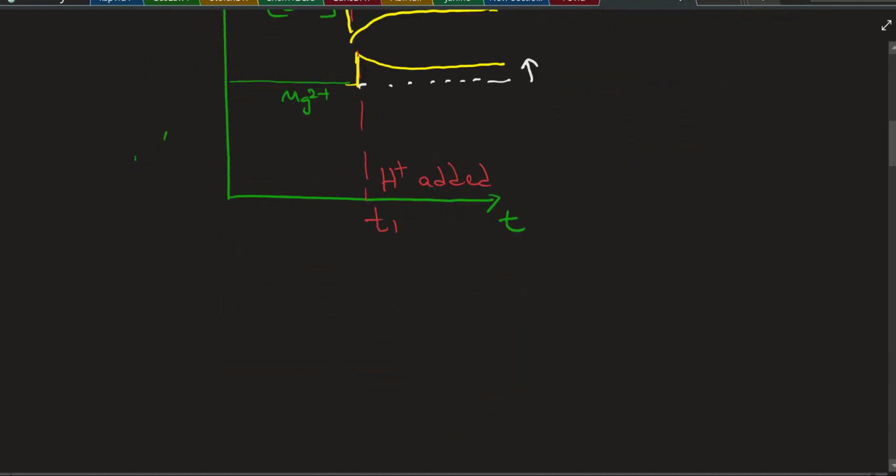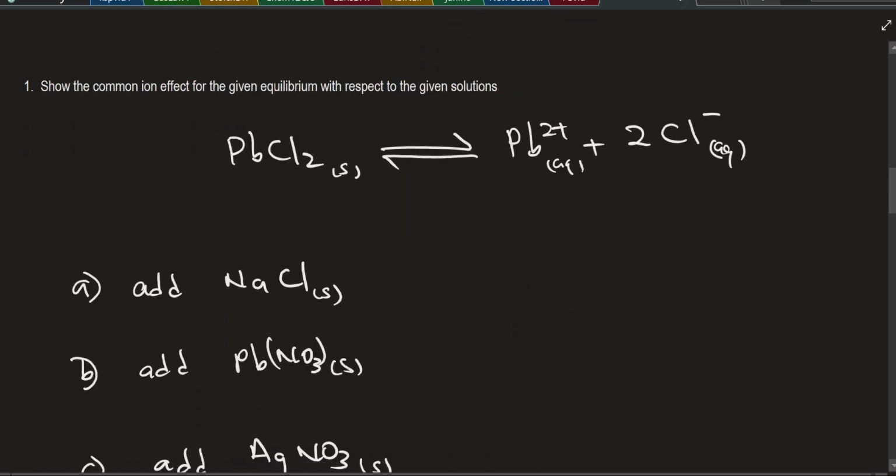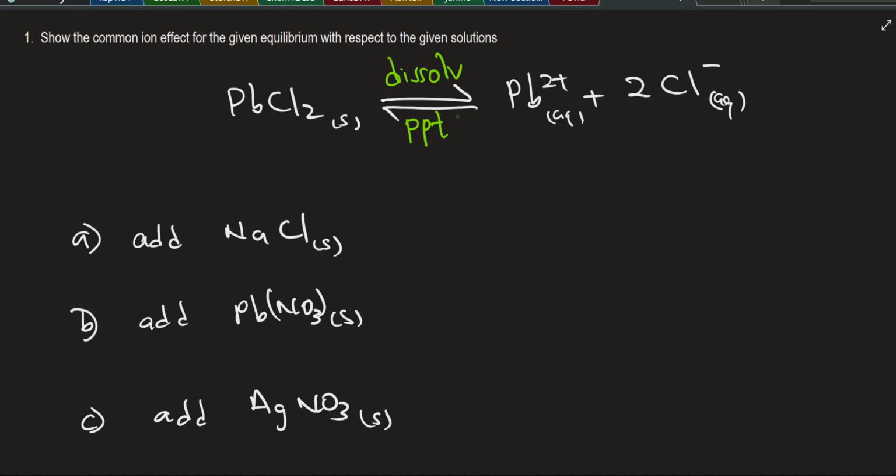So that's how most of the questions will be asked, and then I have an example later on. Once you forget about this one, we can try to answer that question. So look at this one. Show the common ion effect for the given equilibrium with respect to the given solution. So you are given lead chloride at equilibrium at KSP, it is a saturated salt solution. What is the equilibrium given? This is dissociation and precipitation, a dynamic equilibrium, right? They are equal rate at this point.